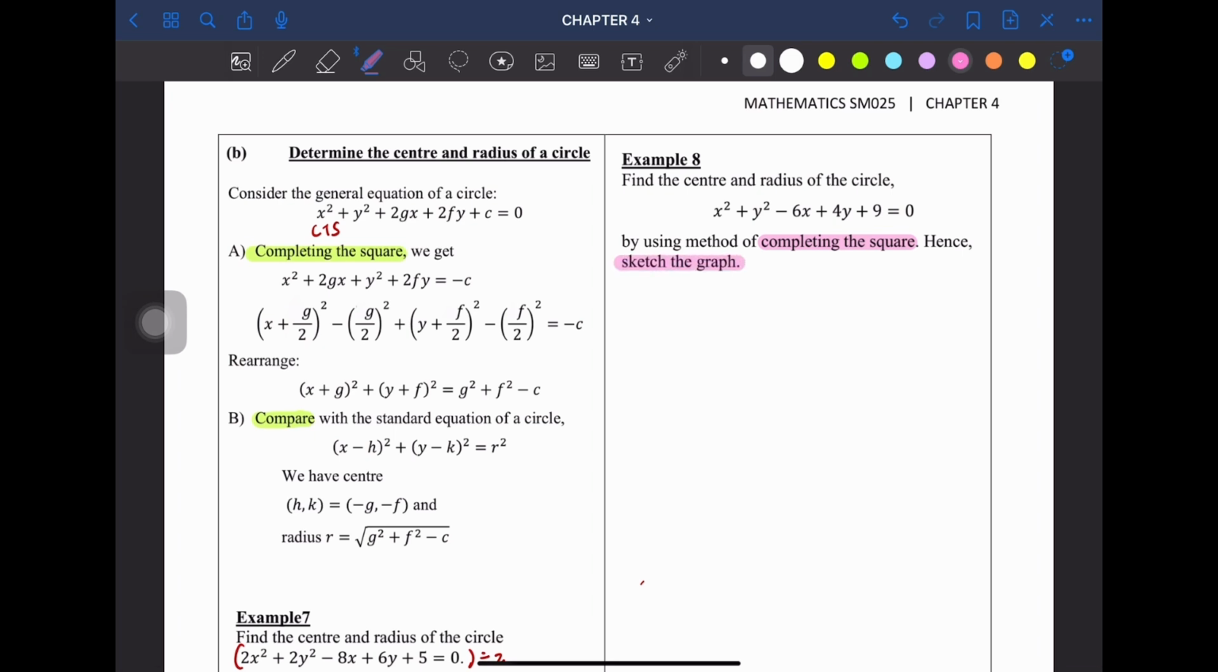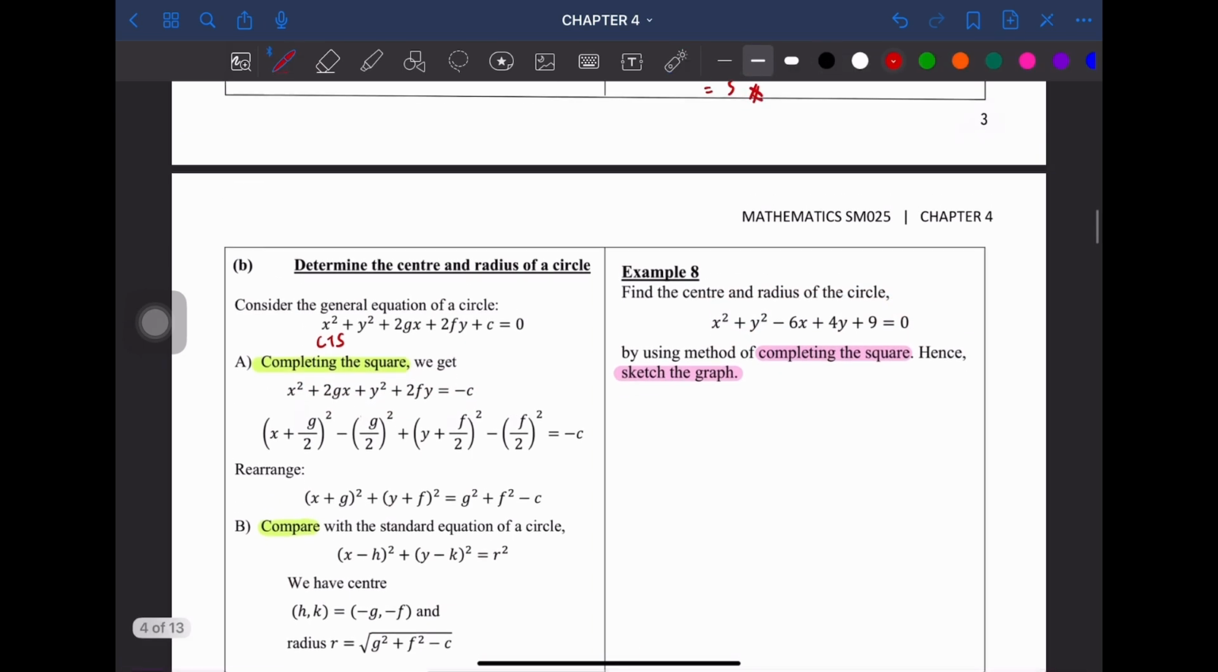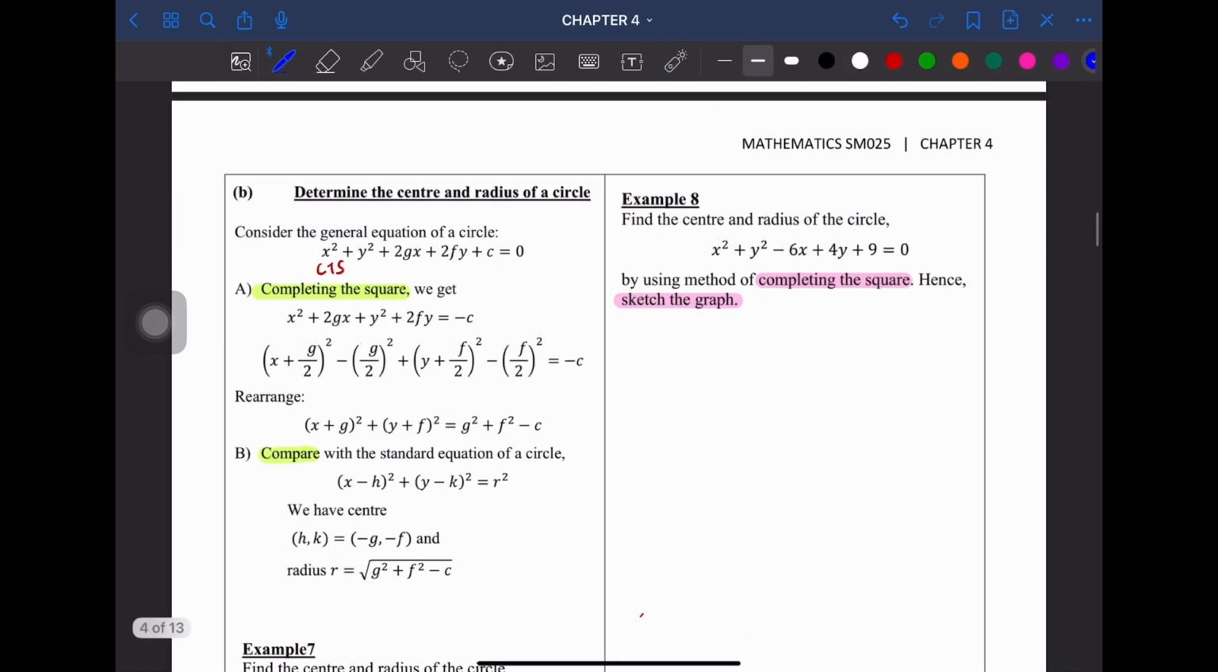Looking at the formula over here, notice that we already have the general equation of the circle, so now we need to rearrange our equation. We have x squared plus y squared minus 6x plus 4y plus 9 equal to 0. From here, we bring the constant to the other side, and we combine the x terms together and also combine the y terms together. So we have x squared minus 6x plus y squared plus 4y equal to -9.